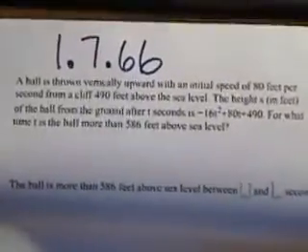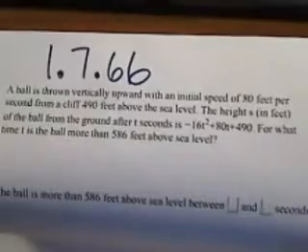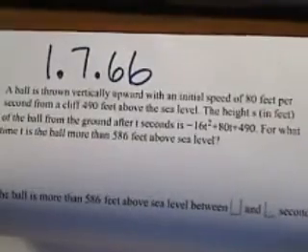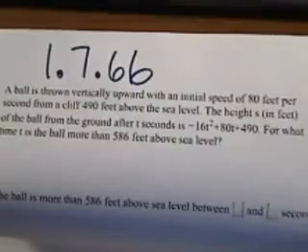Okay, so this is a problem that was asked over email, and it's problem 1.7.66. And you probably can't see that, so let me read it to you and bring it up closer. It says that a ball is thrown vertically upward with an initial speed of 80 feet per second from a cliff 490 feet above sea level.